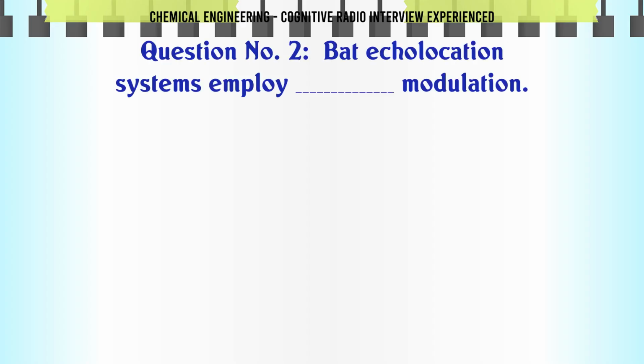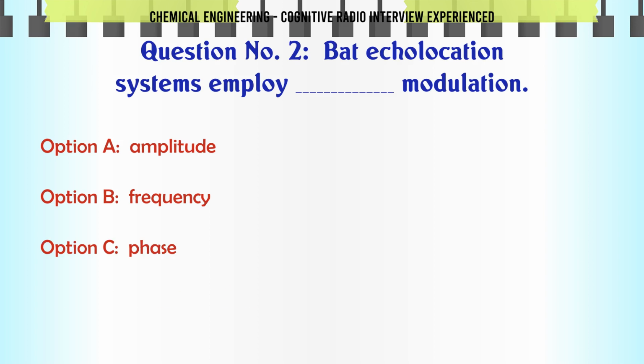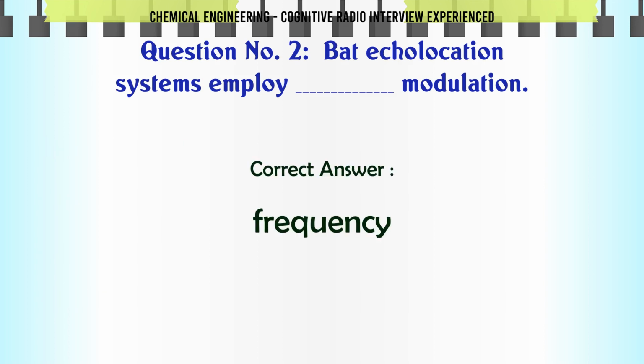Bat echolocation systems employ a modulation. A. Amplitude. B. Frequency. C. Phase. D. Amplitude shift keying. The correct answer is frequency.